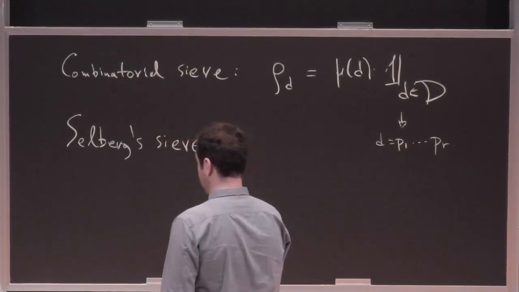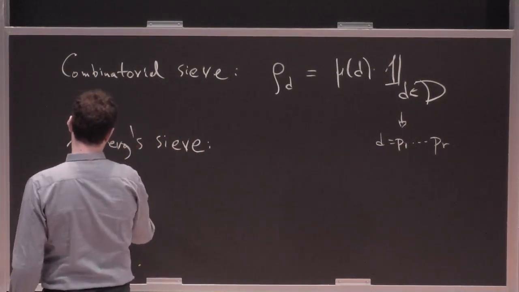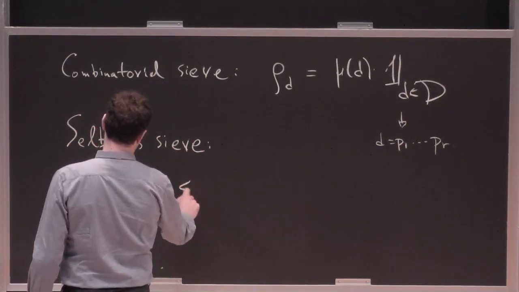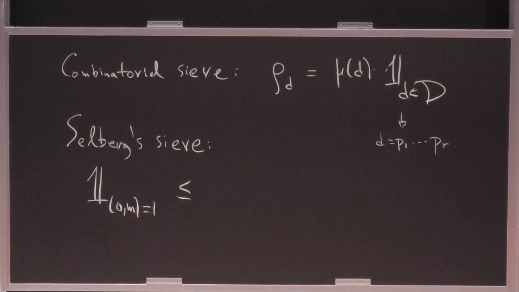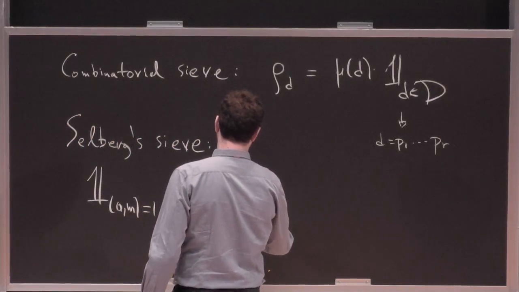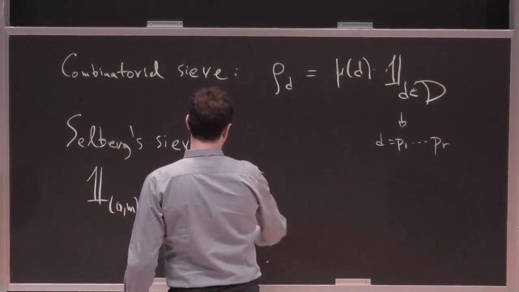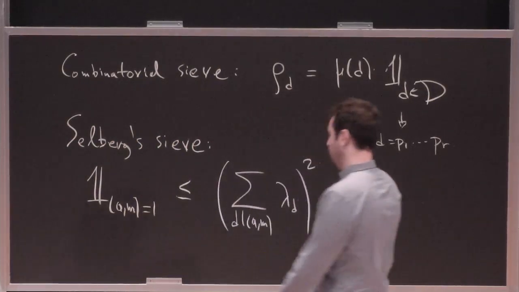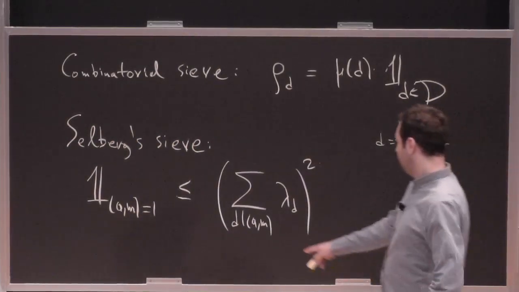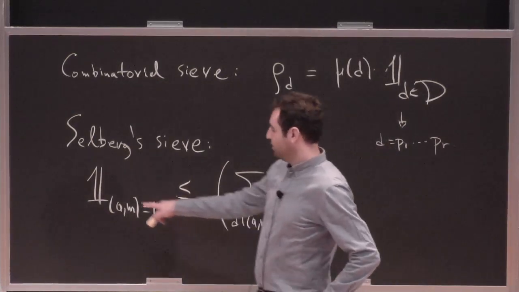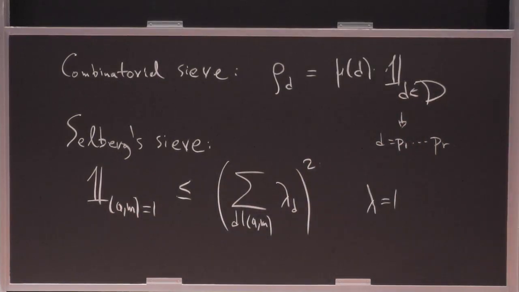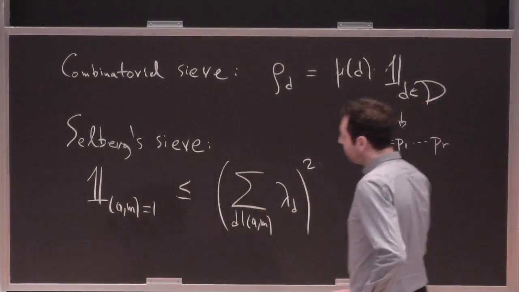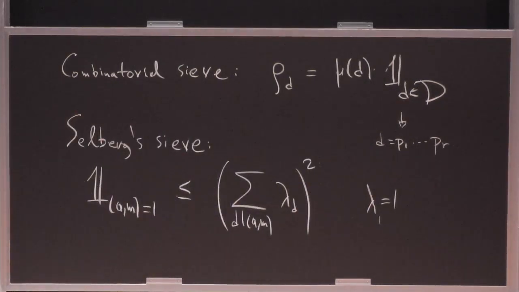So Selberg started from a very simple idea that says, well, I can always upper bound this indicator function here by a divisor sum of this form. As long as I take a square, I always guarantee non-negativity. And when a and m are coprime, so that the left-hand side is 1, then let's take lambda 1 to be 1, so that we guarantee equality. And if I plug this into here, I get an upper bound.